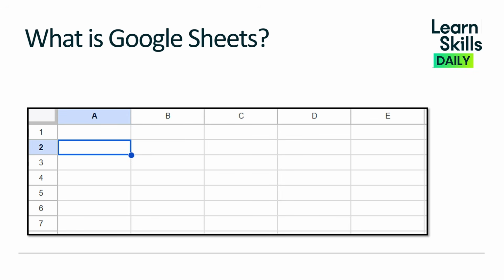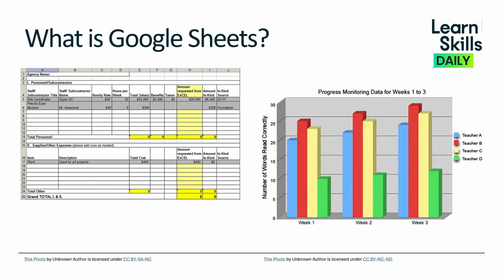So what is Google Sheets? Google Sheets is an online spreadsheet program that lets you create and format spreadsheets and collaborate with others. It is similar to Microsoft Excel and is made up of columns and rows. Businesses, schools, and nonprofit organizations use spreadsheets for many purposes to organize information, perform calculations, and create graphs.